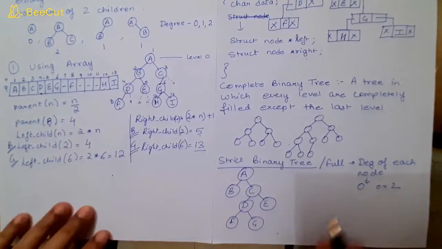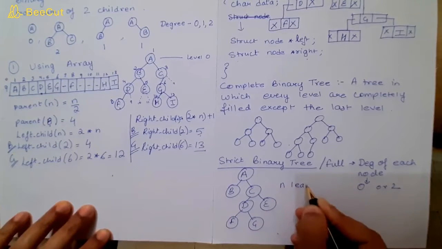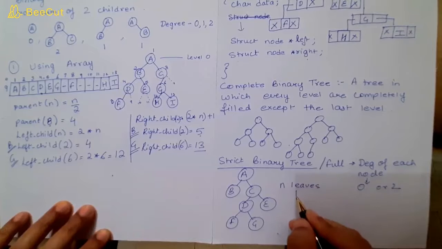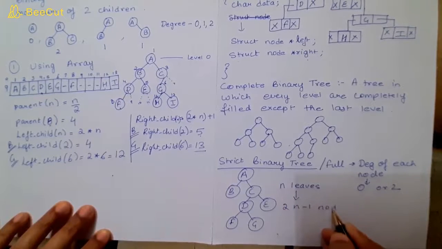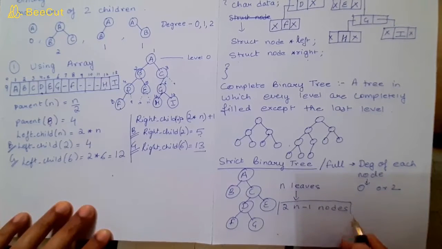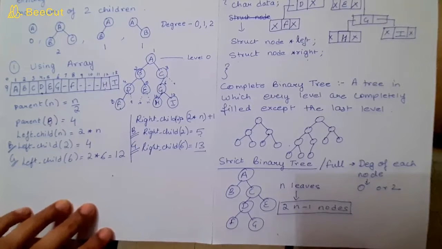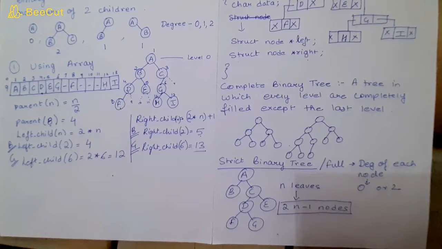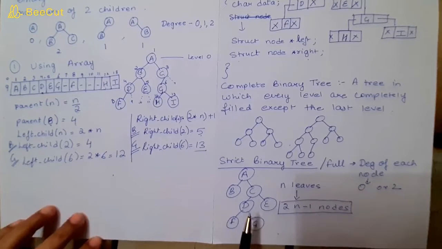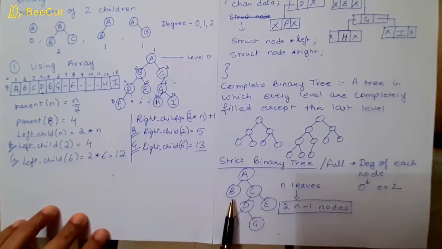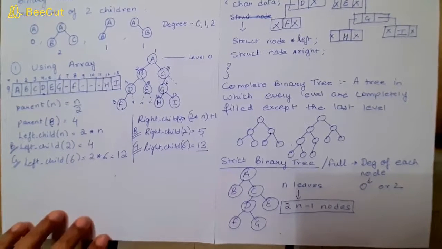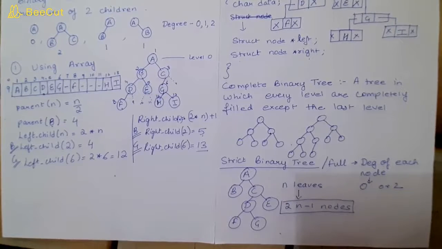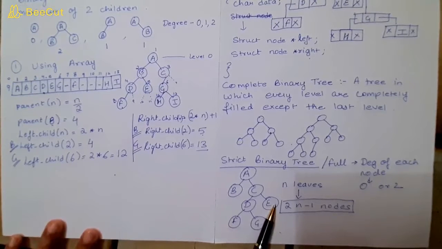One more thing you have to remember, that if any tree is having n leaves, then it must contain 2n minus 1 nodes. Okay, if the number of leaves is n, then there will be 2n minus 1 nodes. You can see that in this example, the number of leaf nodes is 1, 2, 3, 4: B, F, G, E. Leaf nodes means nodes which are not having any children.